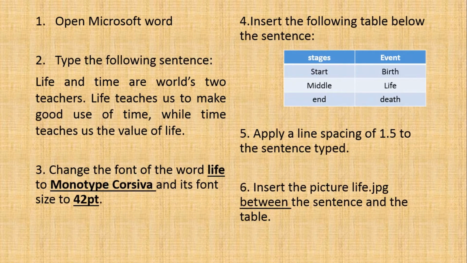So let's start. Firstly, open Microsoft Word. How do you open your Microsoft Word software? First, you press on the Start button. When you press on the Start button, in the menu, if you find Microsoft Word, you click on it. Else, you click on All Programs, then you click on the folder Microsoft Office, then you open Microsoft Word.